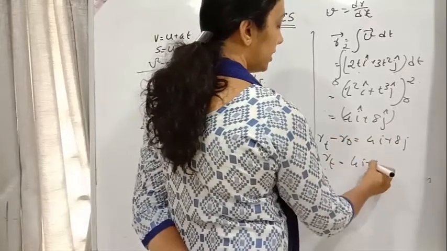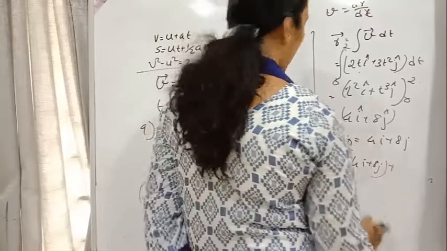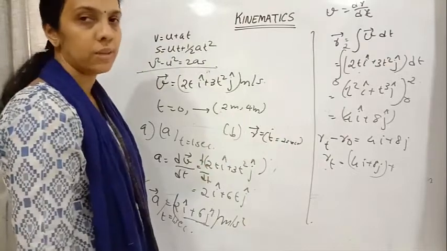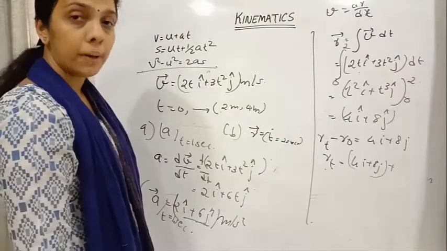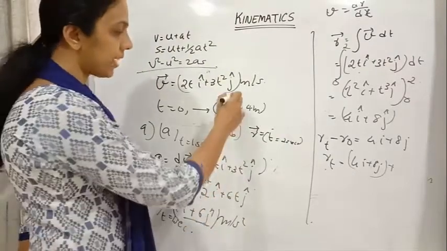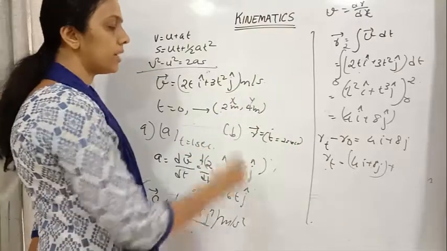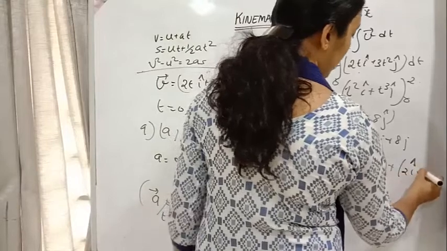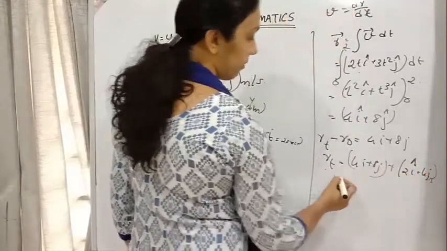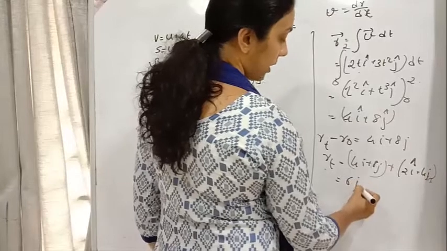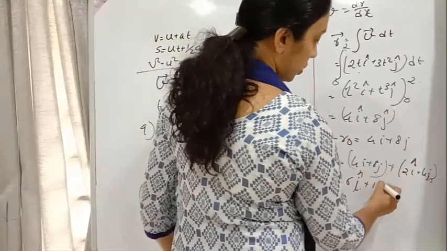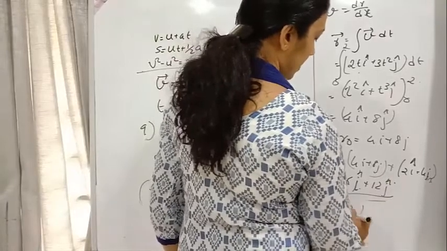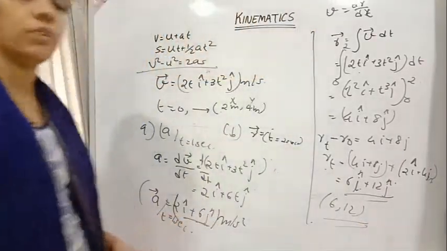4i plus 8j plus r0. Here r0 is given as the initial position, 2 meter, 4 meter, that is 2i plus 4j. This is the x coordinate and this is the y coordinate. Therefore, we can add 2i plus 4j to that. Therefore, it is equal to 6i cap plus 12j cap. 6, 12, this is the new position of the particle.